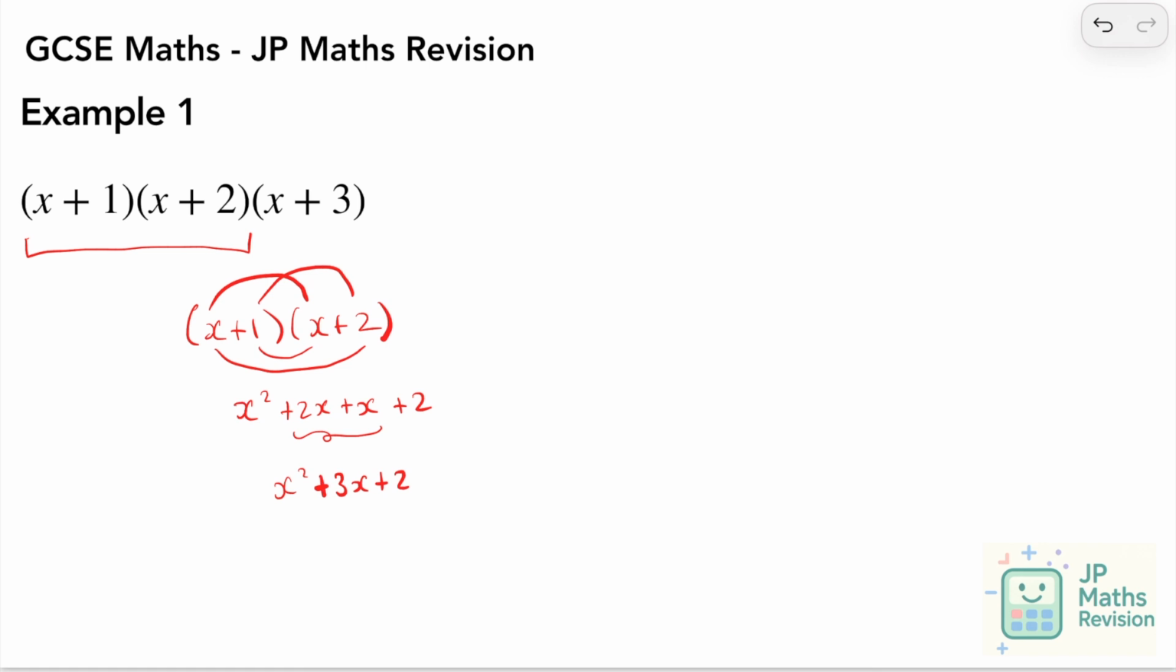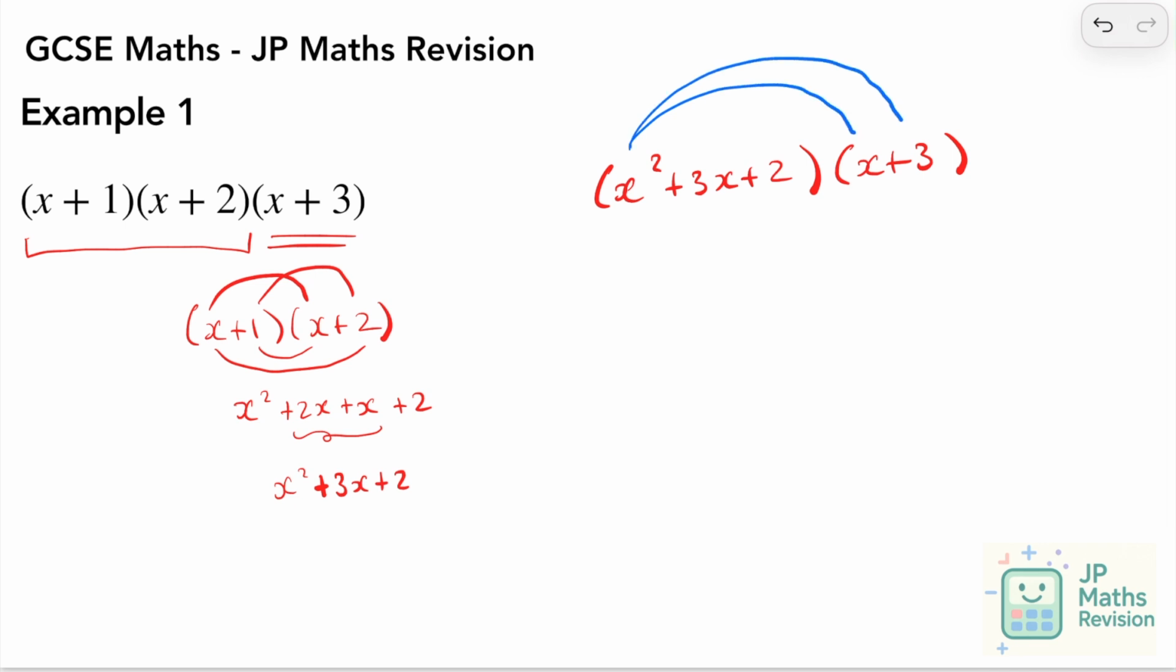So now what we're going to do, which is different to the previous ones where we only had double brackets, is we're now going to multiply the result by x plus 3. So we've got x squared plus 3x plus 2, and we're multiplying that all by x plus 3. So firstly, we're going to do x squared times x and x squared times 3. Then we're going to do 3x times x and 3x times 3. And then we're going to do 2 times x and 2 times 3.